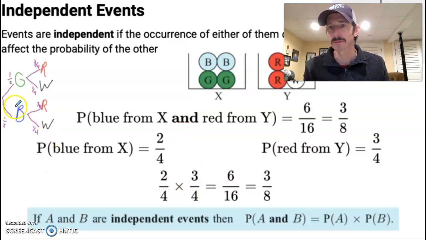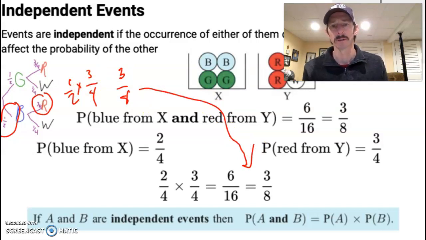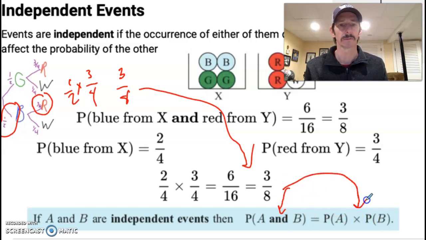And notice on my tree branch, if I take my blue outcome and my red outcome, that's the one I'm interested in, and I do 1/2 times 3/4, which are the individual probabilities as I move along, and this is happening after the blue one, I get 3 out of 8, which is the same thing that I was hoping for. So this is in your note sheet. If events are independent, and I'm asking you to find the probability of one happening and another event happening, "and" means I can multiply.